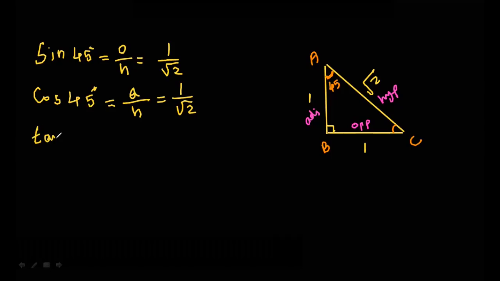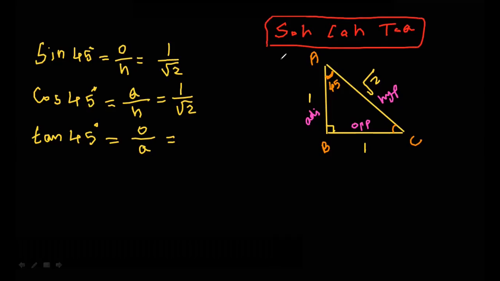Now tan 45. Tan is opposite side by adjacent side. If you don't remember, just remember our famous SOH CAH TOA to remember the trigonometric ratios. SOH: sine is opposite side by hypotenuse. CAH: cos is adjacent side by hypotenuse. TOA: tan is opposite side by adjacent side. So if you have any confusion, we can solve it by remembering SOH CAH TOA.